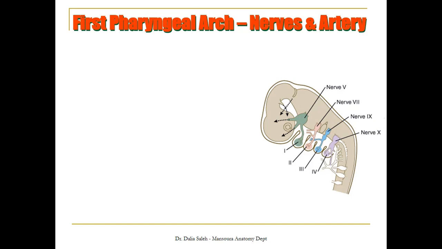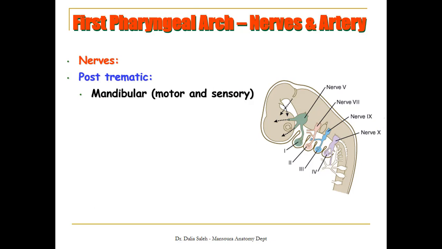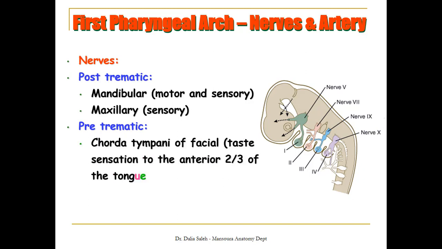For the first pharyngeal arch nerves and arteries, the post-trematic nerve is the mandibular division of the trigeminal nerve. It contains both motor and sensory nerve fibers, and also the maxillary division of the trigeminal nerve, which is a purely sensory nerve. For the pre-trematic nerve, it is the chorda tympani of the facial nerve. It gives taste sensation to the anterior two-thirds of the tongue. For the artery, we have the maxillary artery.